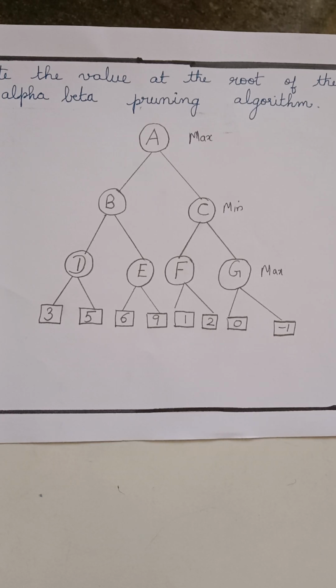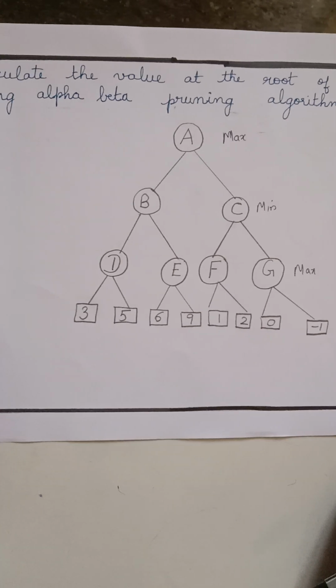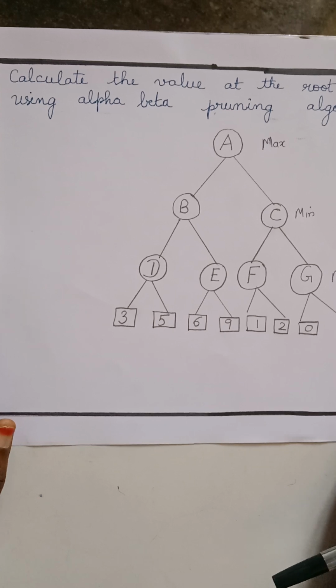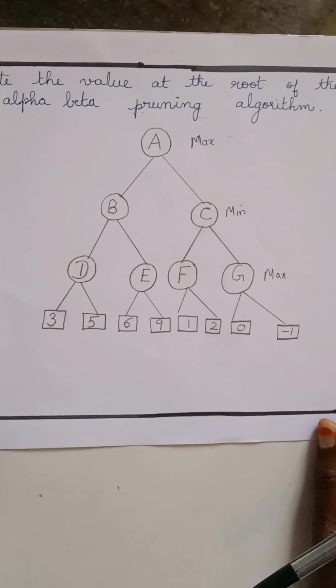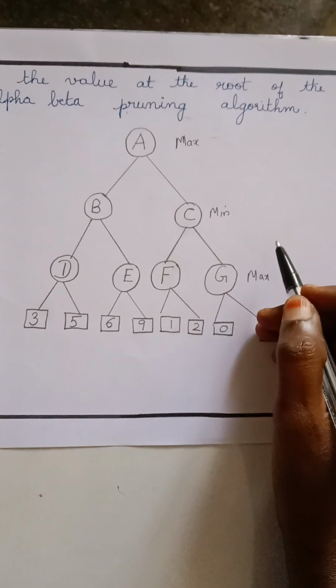Today we'll see a problem in artificial intelligence. The problem is to calculate the value at the root of the tree using the alpha beta pruning algorithm. So we have to calculate the value of the root using alpha beta pruning. We'll find out the value.